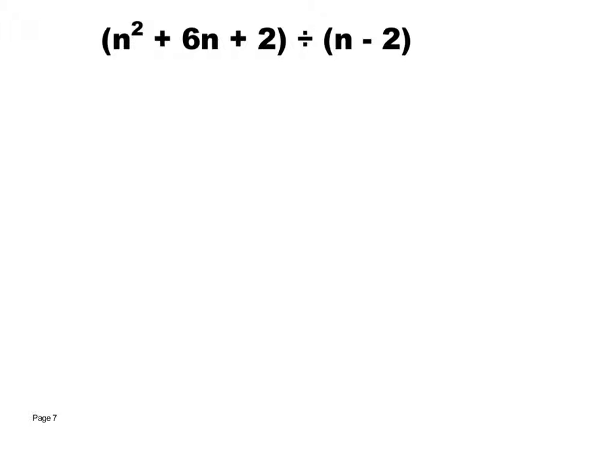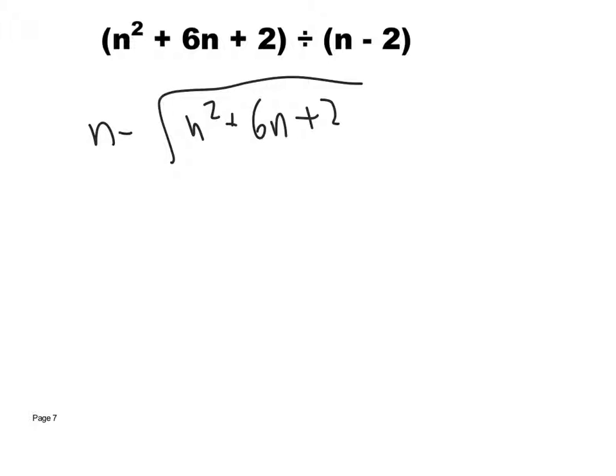n squared plus 6n plus 2 being divided by n minus 2. So what I do is I look at the first term. What do I have to do to n to make it n squared? Times it by n. So n squared minus 2n. And I'm going to subtract those. n squared minus n squared cancels out.